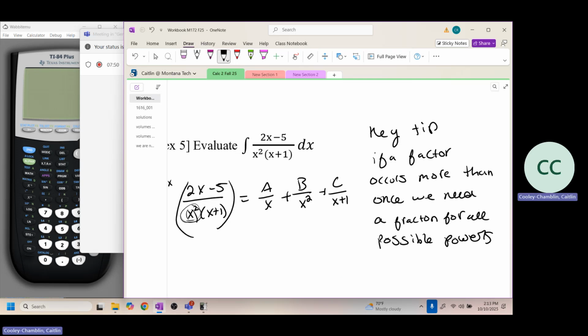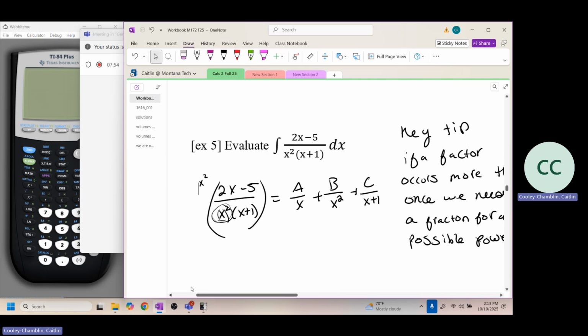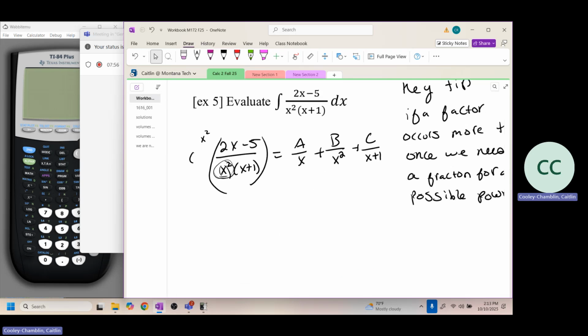Multiply by x squared. Told you guys, I never leave enough room. And x plus 1. Multiply by x squared and x plus 1.